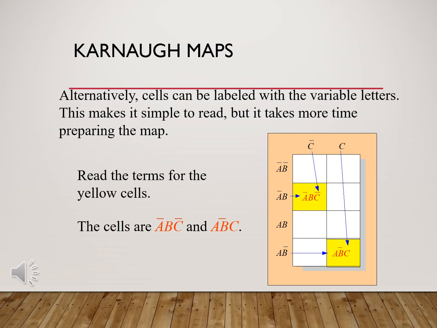Here, for an example, read the terms which have the yellow colored cell. One yellow cell has a combination of A bar B and vertically a C bar, so it is written as A bar B C bar. The second yellow cell is formed with A B bar and C, hence it is written as A B bar C.